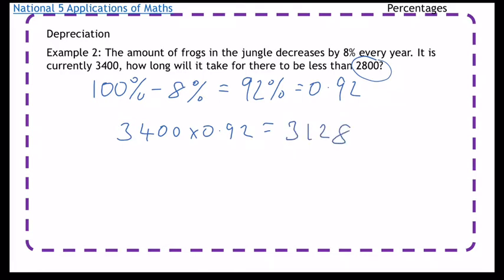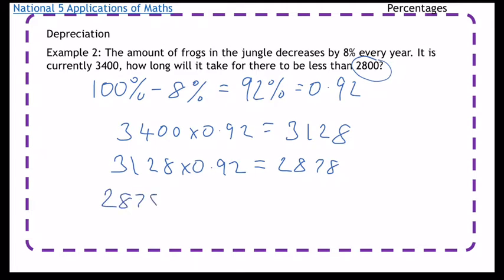So when I do it once, 3,400 times 0.92, that gives me 3,128. Okay, so gonna repeat the process for the second year using our new number 3,128, and that's going to give me quite close 2,878. So wants it to be less than 2,800, so we're just a little bit over. So we're going to do it one more time, which should be enough. That's going to give me 2,648. Okay, so how long is it going to take? It's going to take 3 years. Okay, because we did that 1, 2, 3. Did it 3 times.